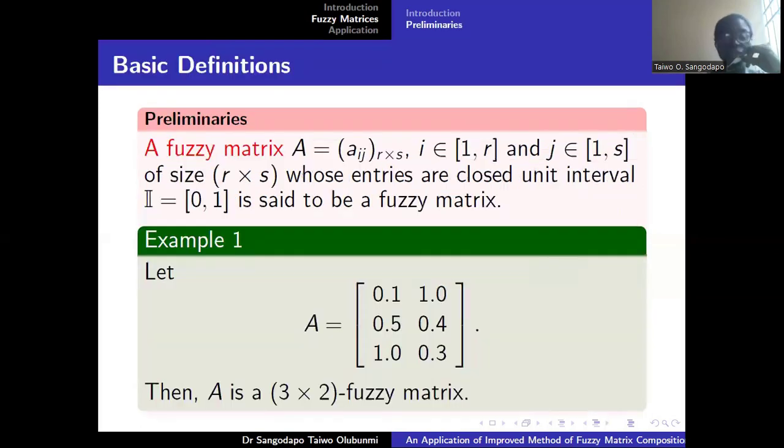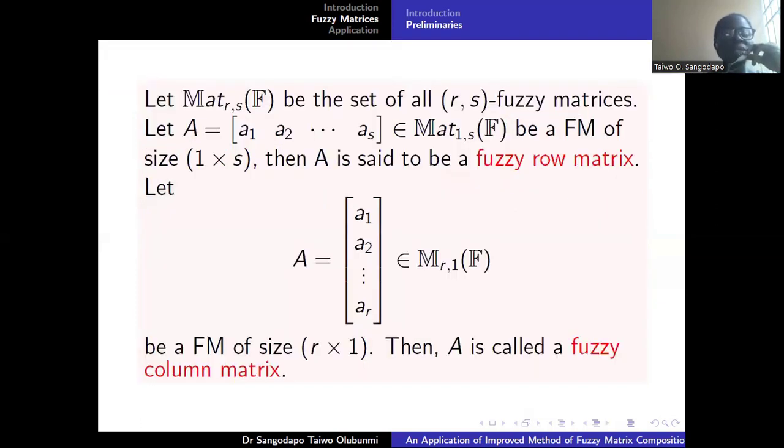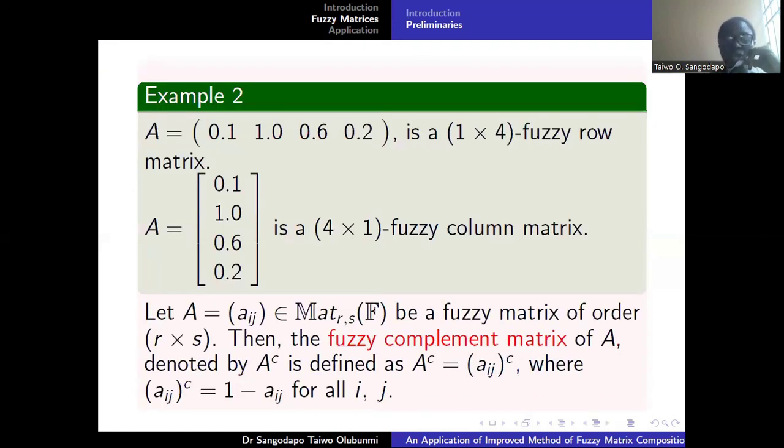Now we want to see some basic definitions. Fuzzy matrix: we have the example that this A is a 3x2 fuzzy matrix. What we are looking at is that all the entries of that matrix must be between 0 and 1, including 0 and 1. Also, we have the fuzzy row matrix and the fuzzy column matrix. All these are also a generalization or an extension of the classical matrix.